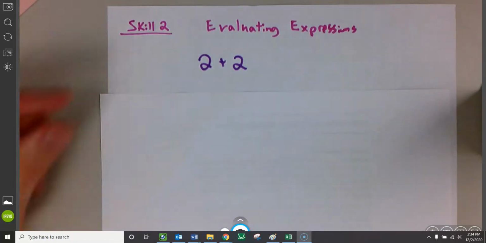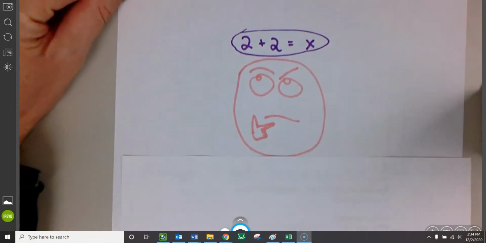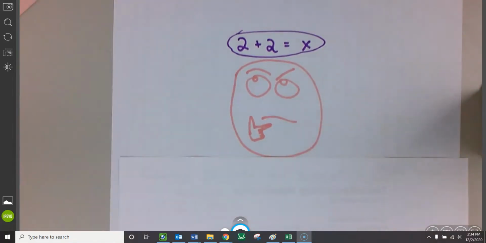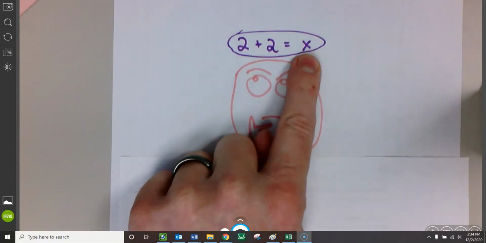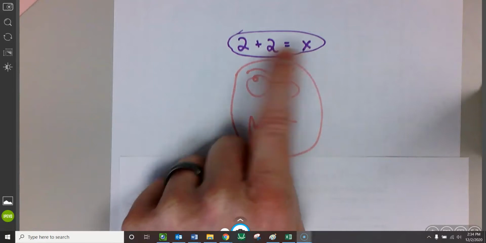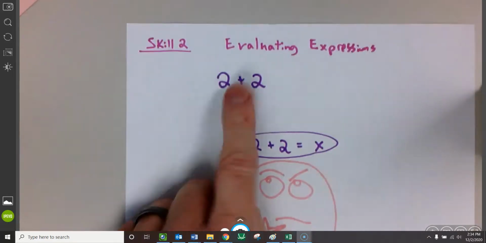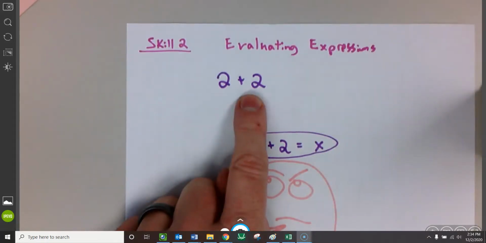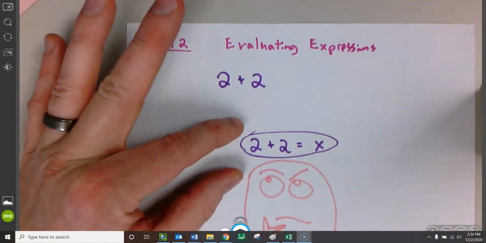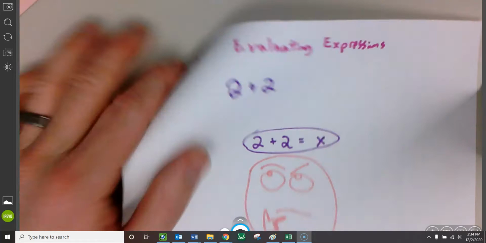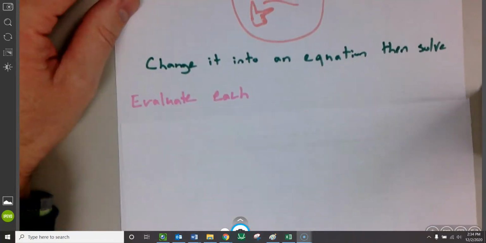What you're really doing and what is happening in your brain, you're creating, this is my attempt at a thinking emoji, you're creating an equation. You're saying, well, 2 plus 2 is equal to something. What is that something? Okay, well, 2 plus 2 is 4, so our evaluation, we're valuing 2 plus 2, and we're just saying 4. So it starts as an expression, we turn it into an equation, and we solve that equation. The same thing is going to happen with logarithms.